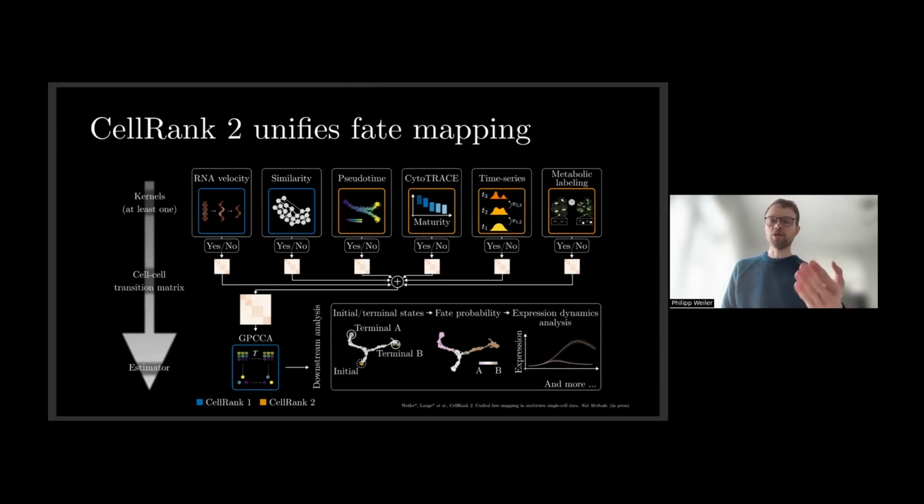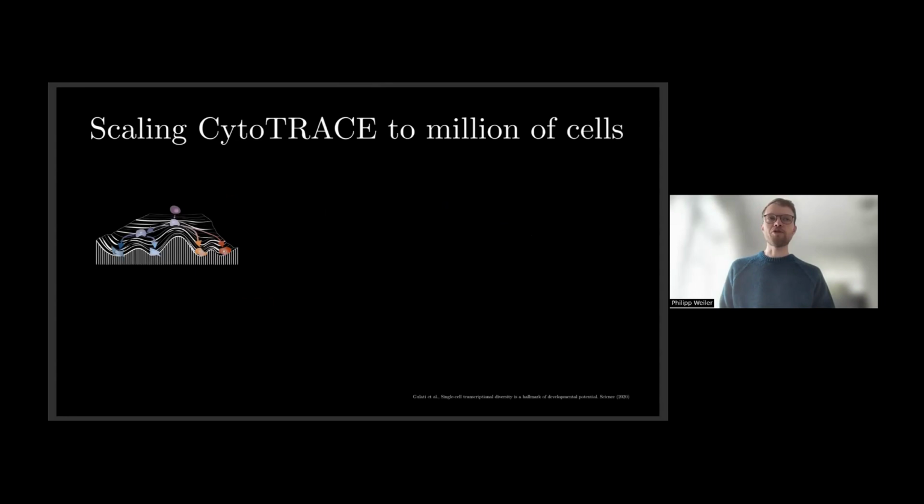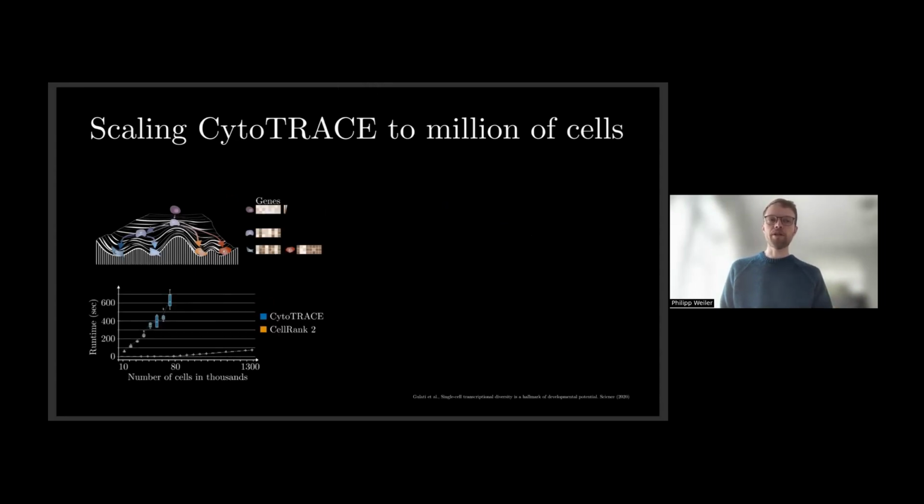So once you've done this, you can actually automatically infer terminal and initial states in your data. You can assign fate probabilities towards, in this case, terminal A or terminal B state, and you can study how these gene expressions change along this trajectory. I don't want to dive into too many details here, but the main message is that we have one method that scales much better than comparable methods. In our case, we can easily run this on a data set which has over 1.3 million cells. And we'll use this method to study embryo development.